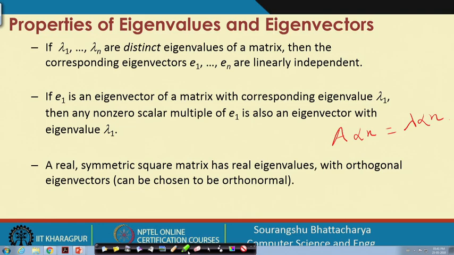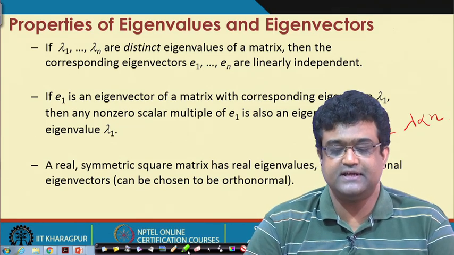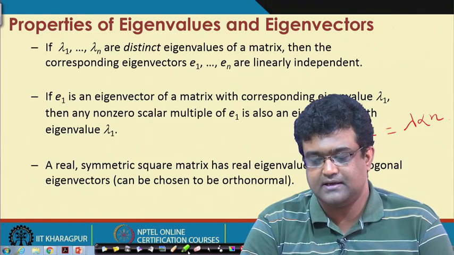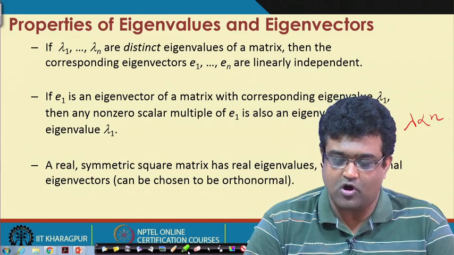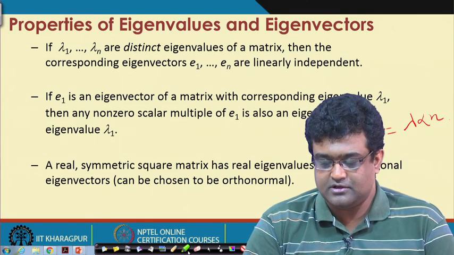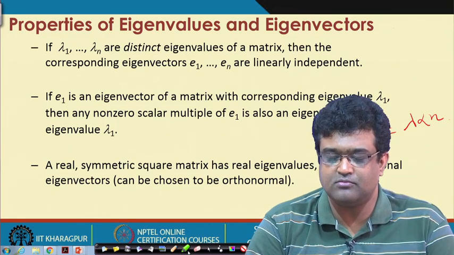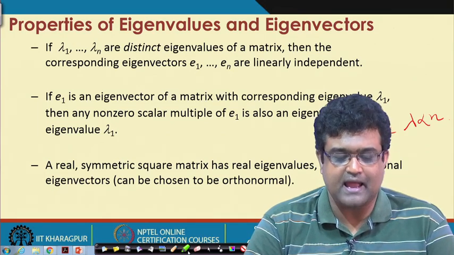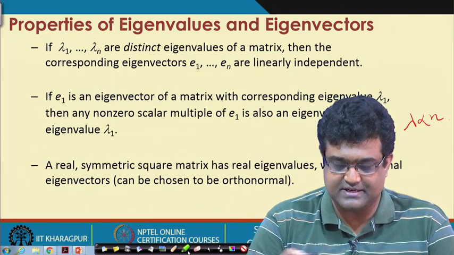The third property is also very useful. Any real symmetric square matrix has real eigenvalues with orthogonal eigenvectors, which can also be chosen to be orthonormal. So, in other words, your set of eigenvectors forms an orthonormal matrix and the eigenvalues are real.